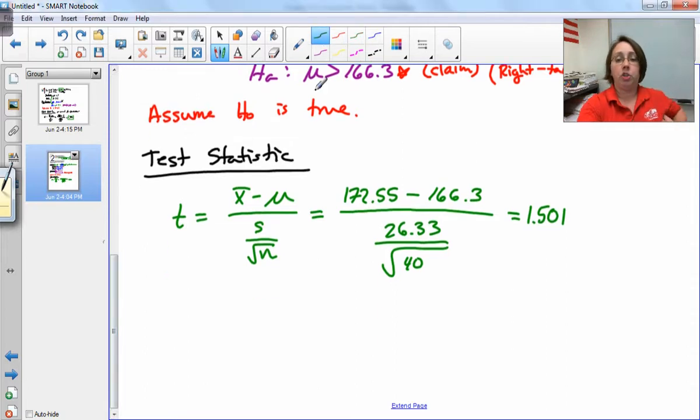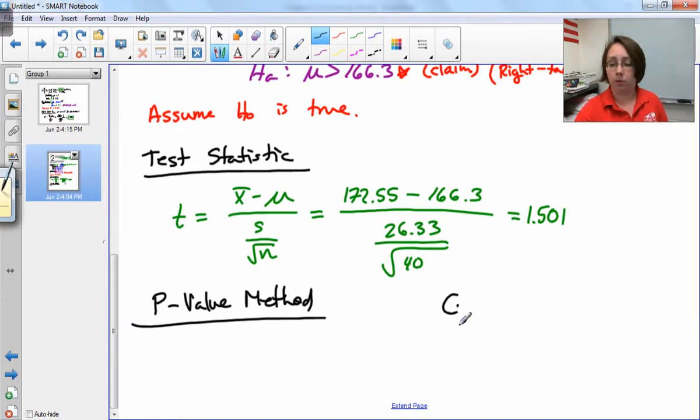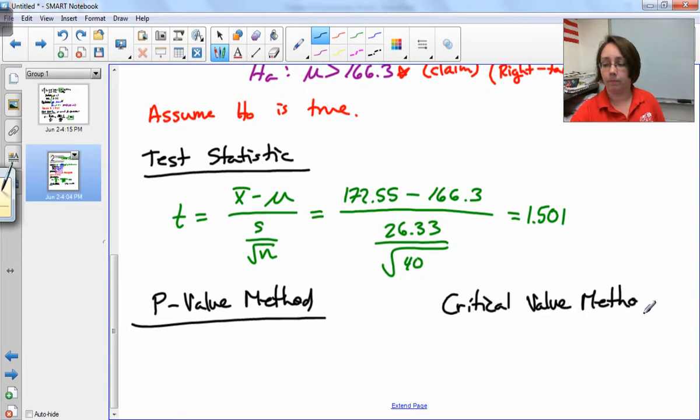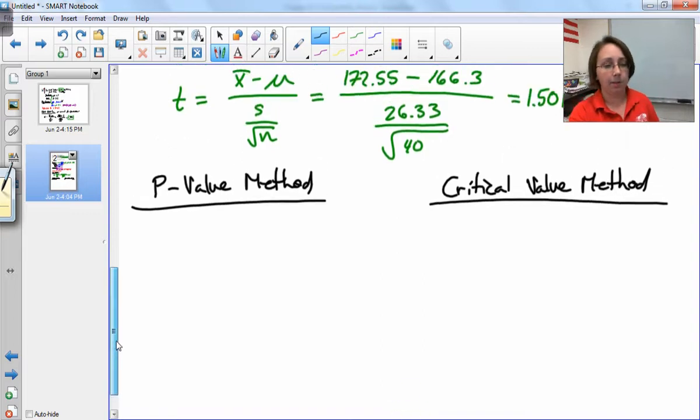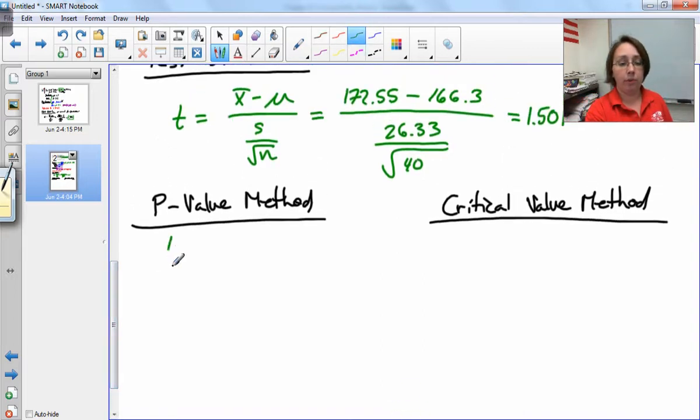At this point, you need to choose which method you're going to use, or read the directions and see which one I tell you you have to use. So we have the p-value method, and we have the critical value method. Alright. Now, in the p-value method, you start with your test statistic, which was 1.501.